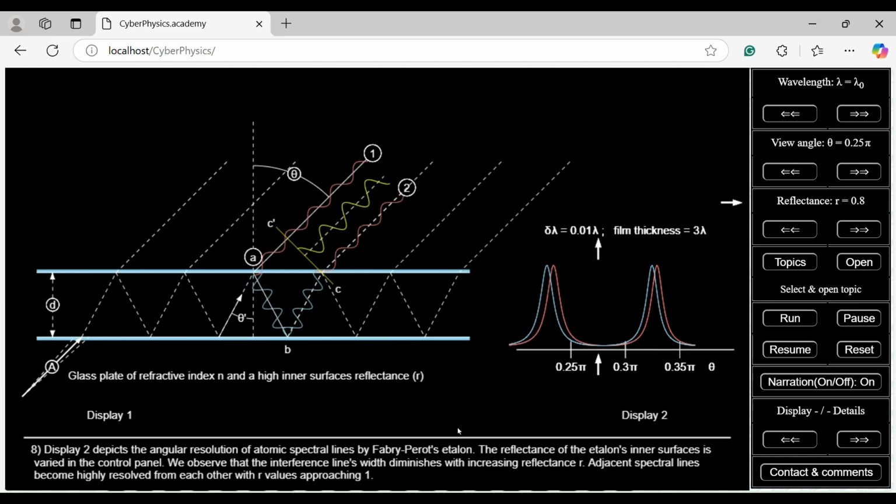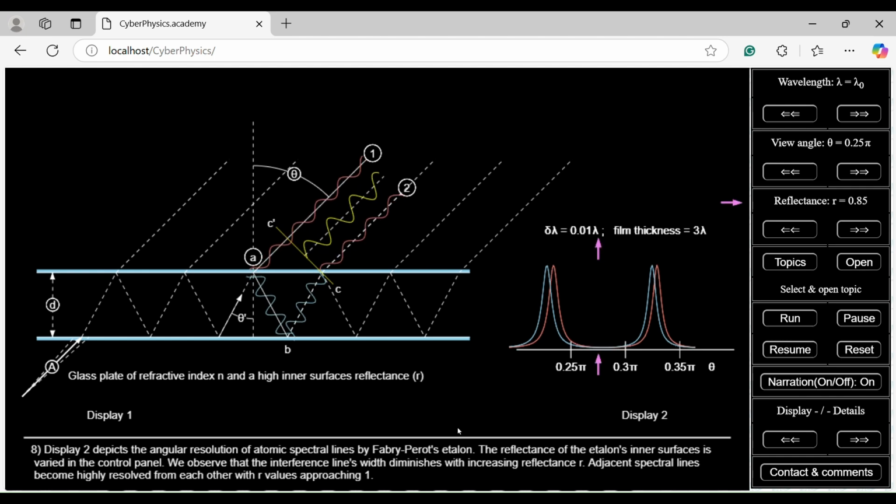Display 2 depicts the angular resolution of atomic spectral lines by Fabry-Perot's Etalon. The reflectance of the Etalon's inner surfaces is varied in the control panel. We observe that the interference line's width diminishes with increasing reflectance. Our adjacent spectral lines become highly resolved from each other with R values approaching 1.